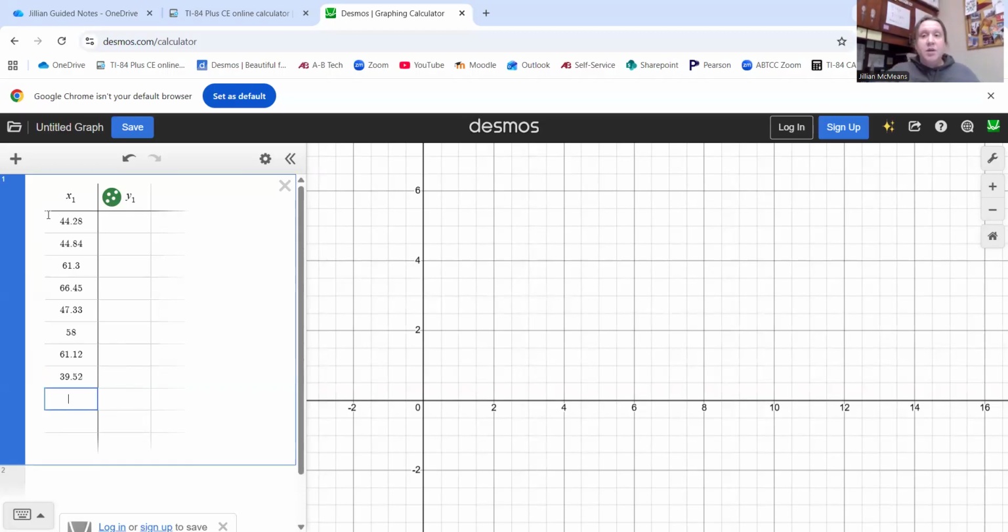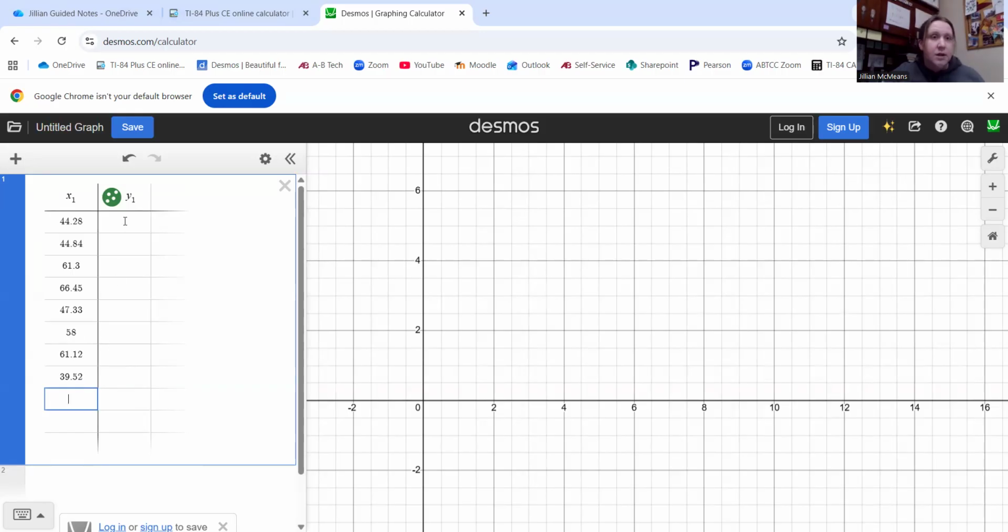Okay, it is important that you type these in the order they appear in the table because remember for each X it has a very specific corresponding Y, so you can't change the order unless you change the order of the Y too. So I just type them in the order from the table. Let's double check and make sure I didn't screw this one up. So 44.28, 44.84, 61.3, 66.45, 47.33, 58, 61.12.